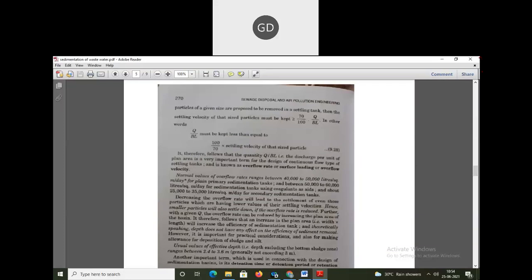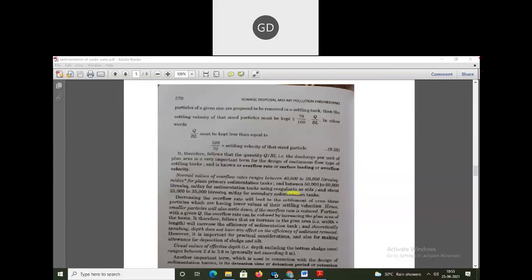Okay. Now we have to remember about the overflow rates. Here you see the normal values of the overflow rates is between 40,000 to 50,000 liters per square meter per day. That is for your plain primary sedimentation tank, and if it is between 50 to 60,000 liters per square meter per day for sedimentation tanks that are using coagulants.